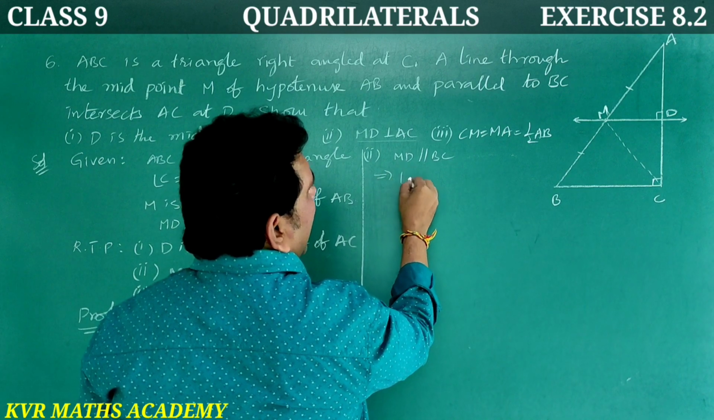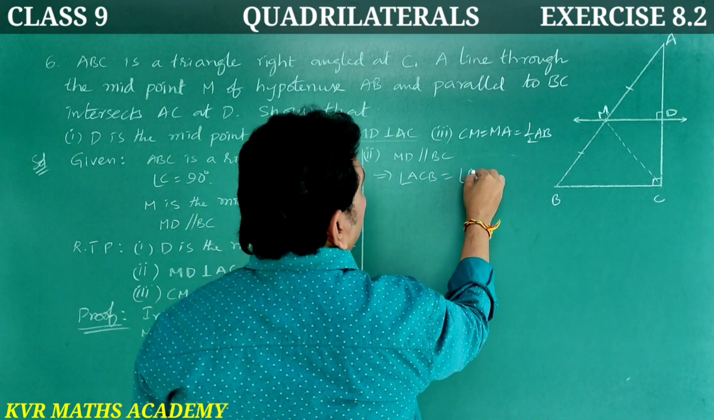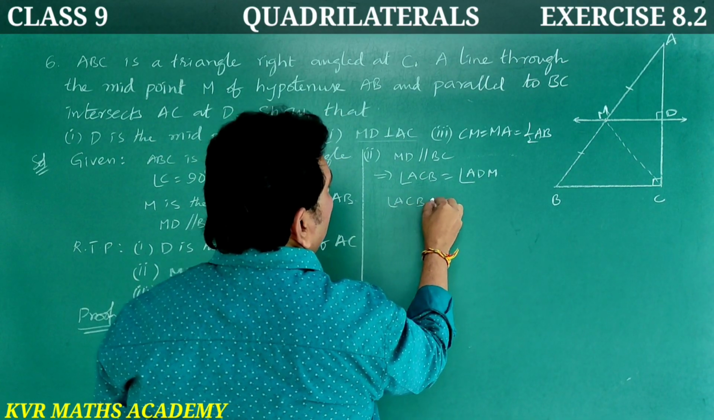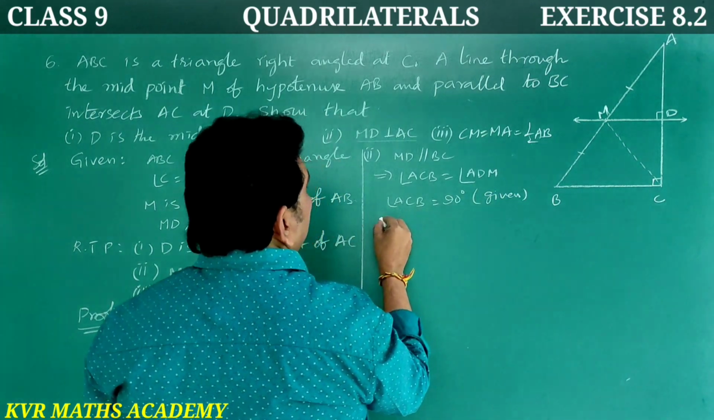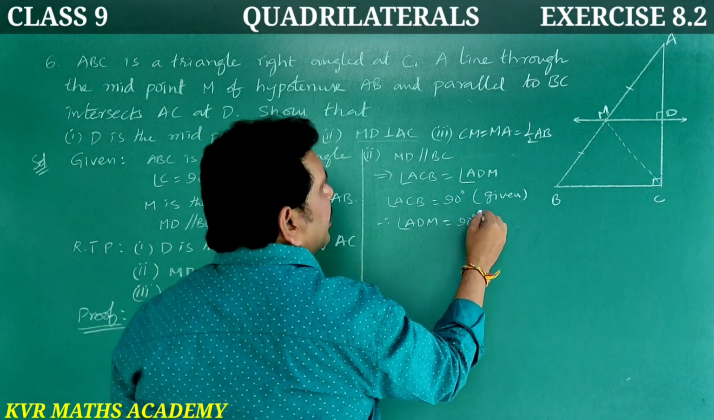MD is parallel to BC. That implies angle ACB is equal to angle ADM. Angle ACB is equal to 90 degrees, given. Therefore angle ADM is also equal to 90 degrees.